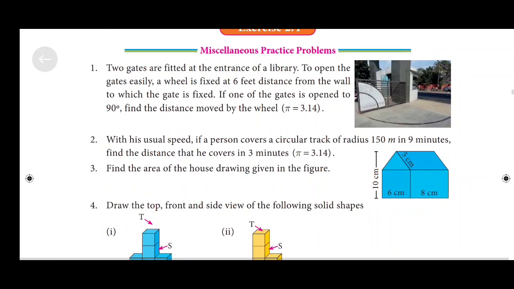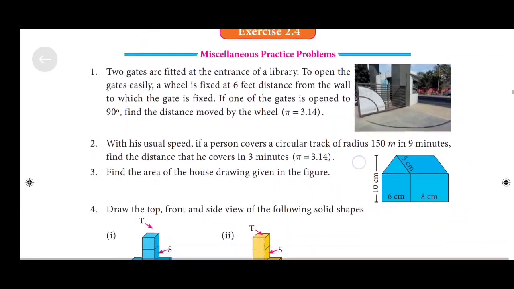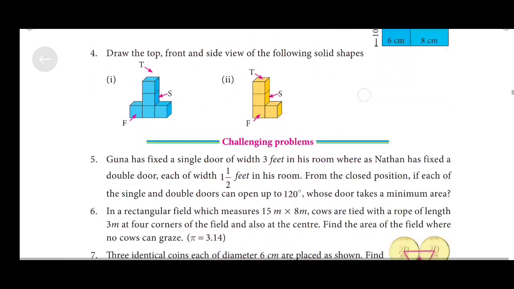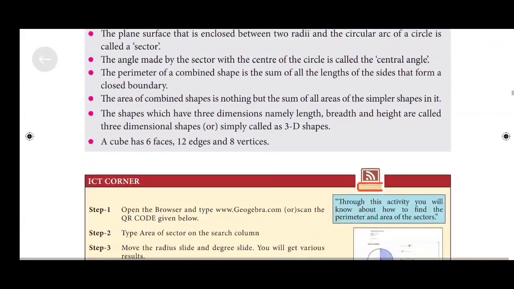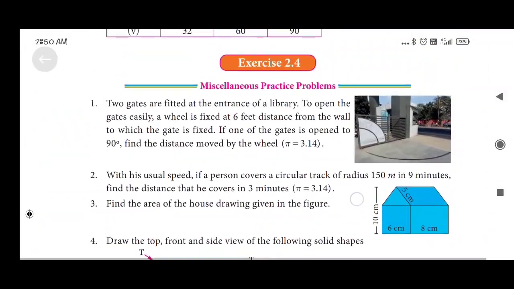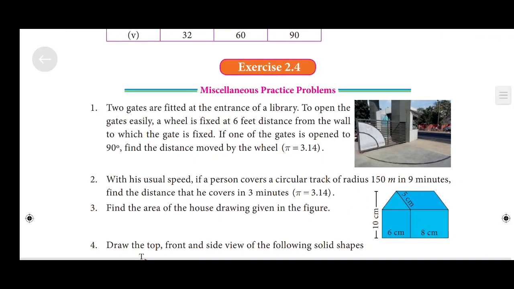Then for the next class, we will solve the miscellaneous practice problems. So you go through the questions. These are very easy questions. So you go through the questions. Next video, we will solve the next exercise, miscellaneous practice problems and challenging problems.